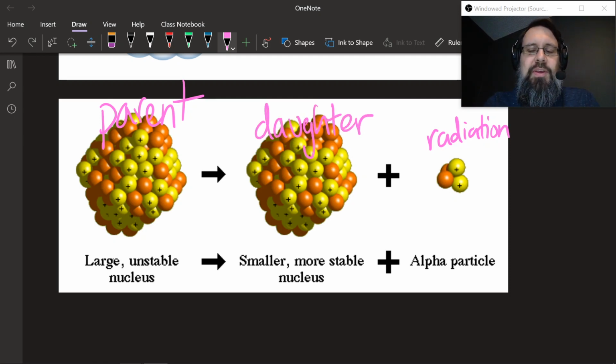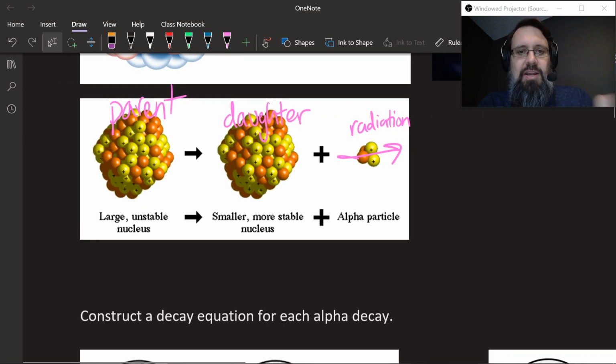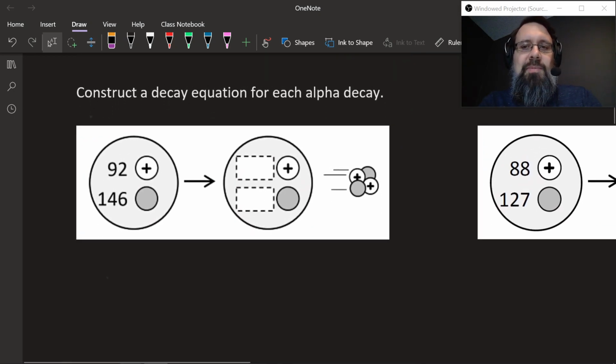So the parent nucleus is what you start with. It's unstable. It falls apart. It spits out this alpha particle. And then what's left over is called the daughter. And the daughter is typically more stable than the parent nucleus, because this is happening because the nucleus is trying to become more stable.